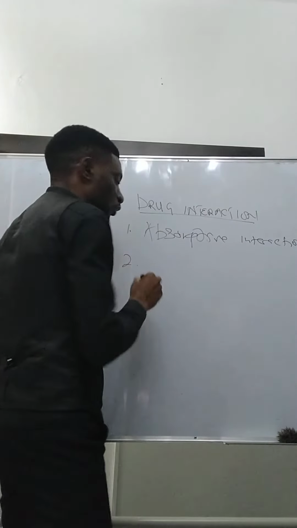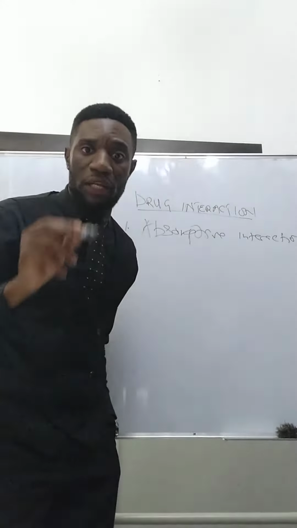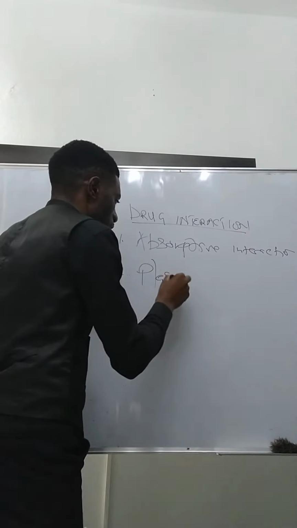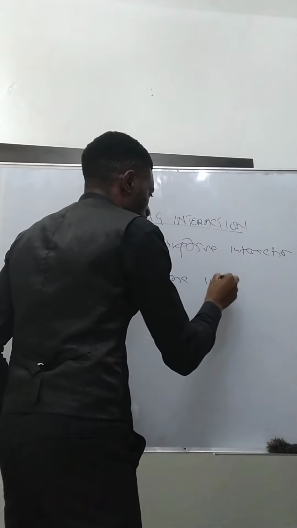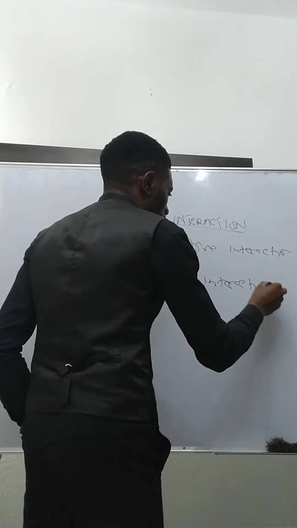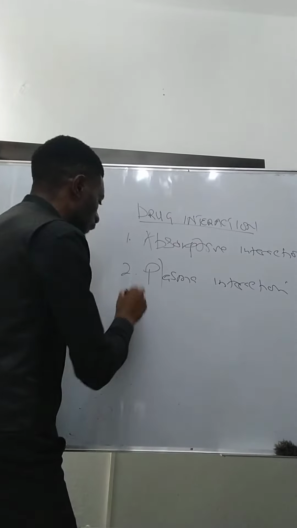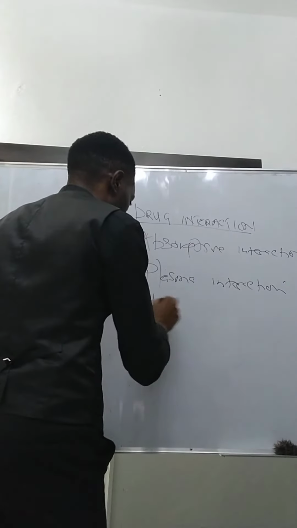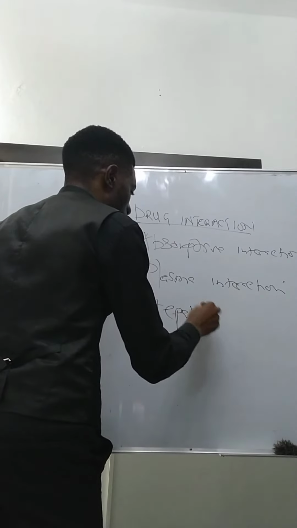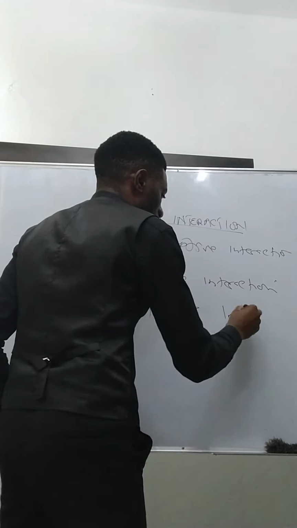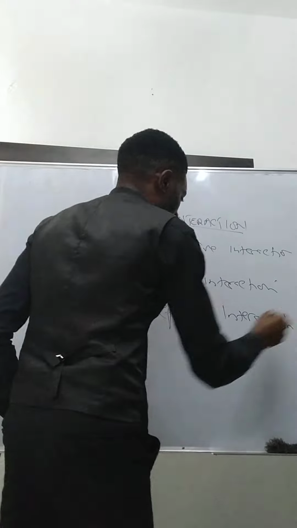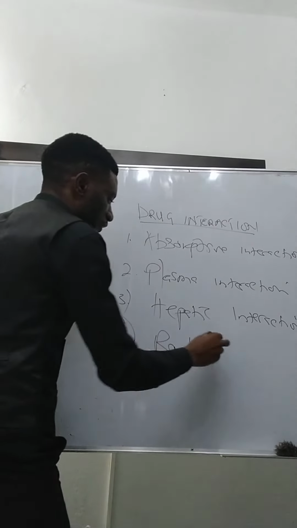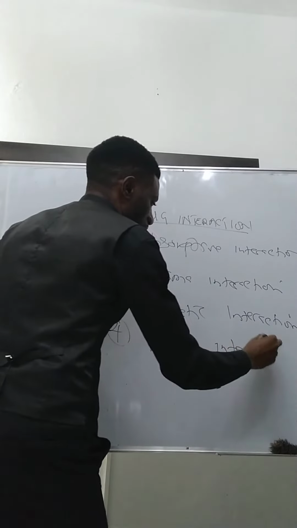Number two is what I call plasma interactions. Number three is what I call hepatic interactions. And the fourth one is what I call renal interactions.